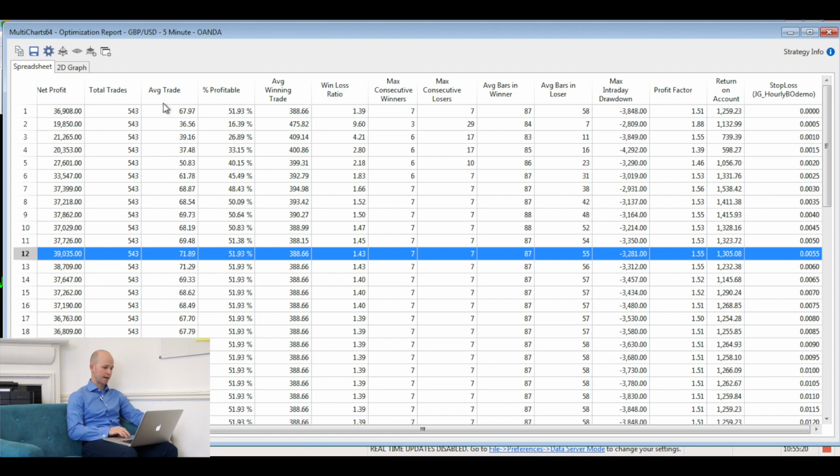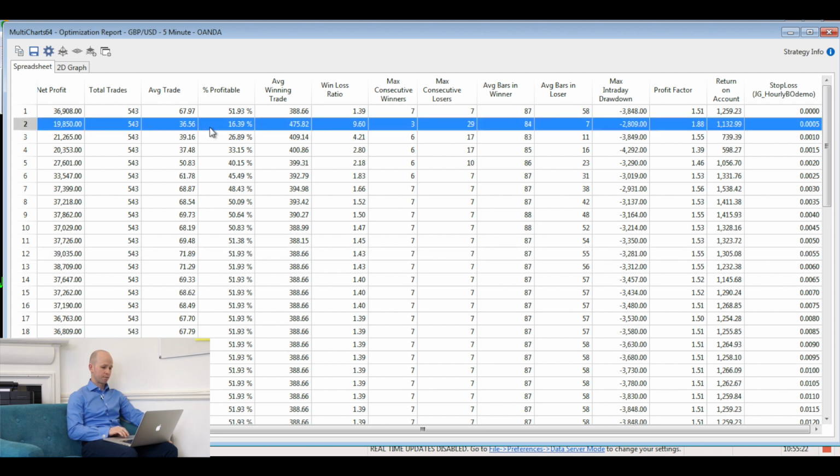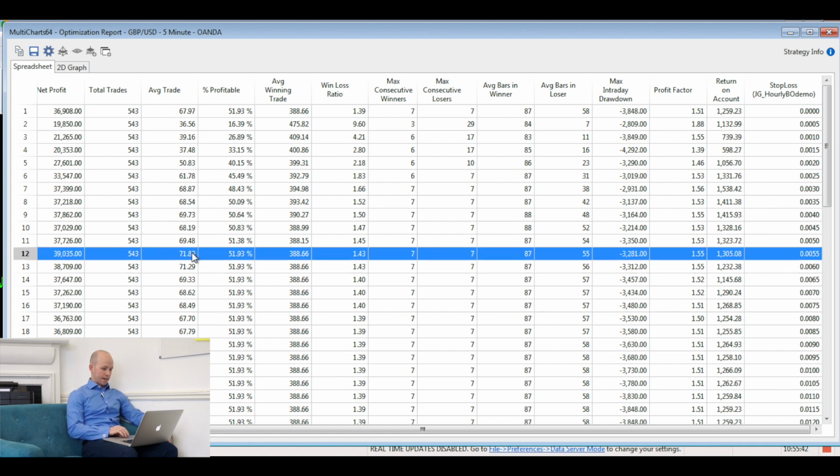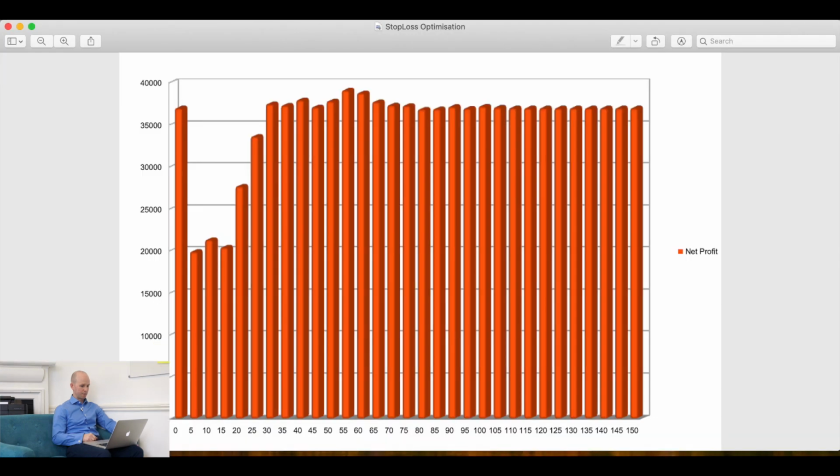Now, again, on the average trade, we start with a 5 pip stop loss. We've got an average trade of 36 all the way through to a peak of about here. Again, it's 55 pips. So we know that 55 is the best value, but we don't necessarily want the best value stop loss. We want one that is stable, and I can show you that with a bar graph that I've prepared. So if we look at that now, and here it is.